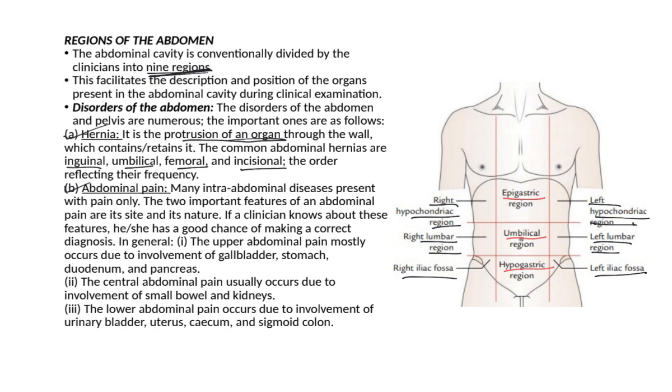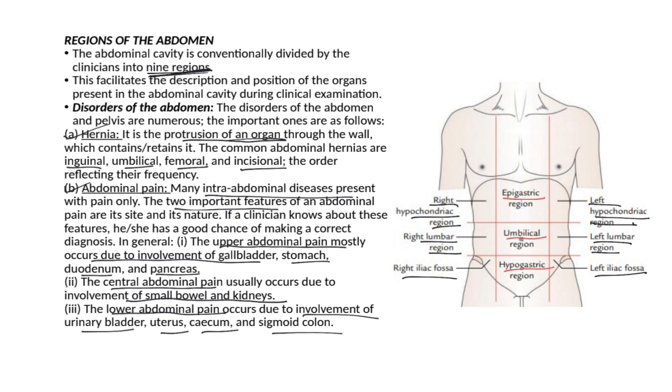Many intra-abdominal diseases present with pain only. The two important features of the abdominal pain are its site and its nature. If a clinician knows about these features, he or she has a good chance of making a correct diagnosis. In general, the upper abdominal pain mostly occurs due to the involvement of gallbladder, stomach, duodenum and pancreas. Okay. The central abdominal pain usually occurs due to the involvement of small bowel and kidneys. Lower abdominal pain occurs due to the involvement of urinary bladder, uterus, cecum and sigmoid colon.